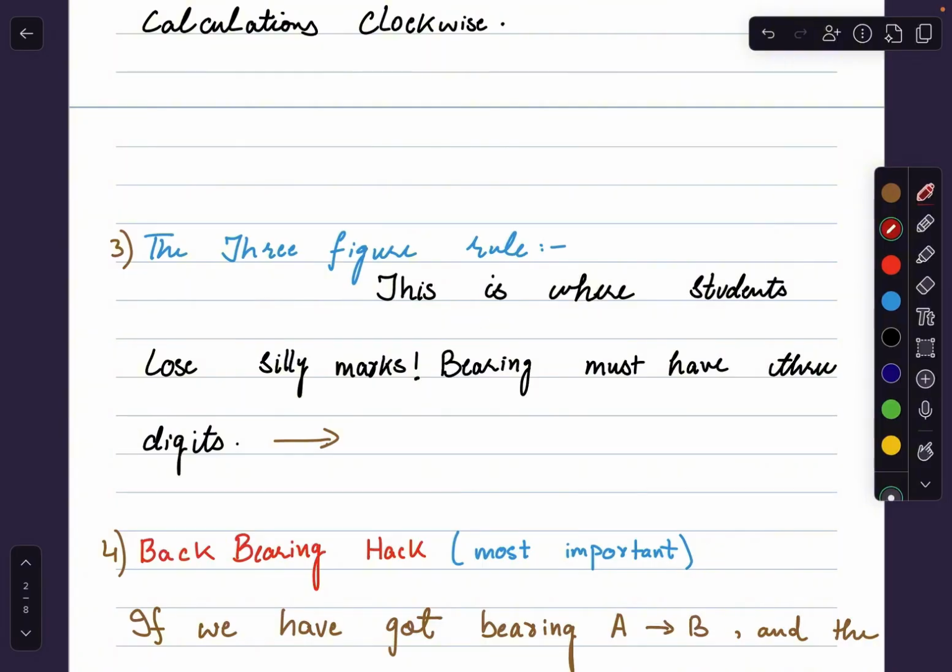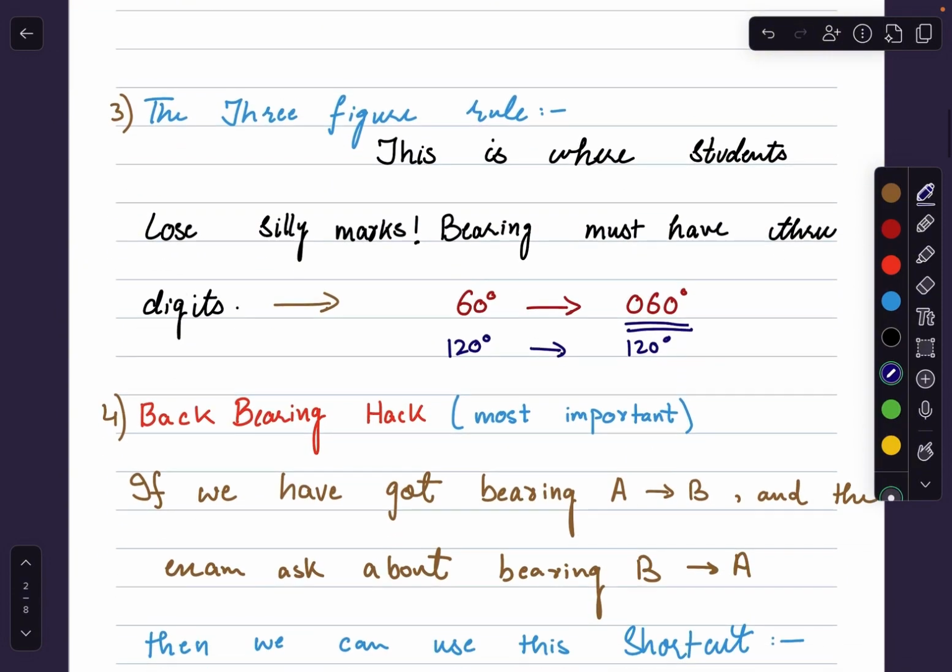It means if you got an answer for the bearing that is 60 degrees, you don't write directly 60 degrees. For writing the bearing, we write 060 degrees. It means that would be in 3 figures. But if you get the answer as 120 degrees, that would remain as 120, because it already shows the 3 figures. That's a very important thing.